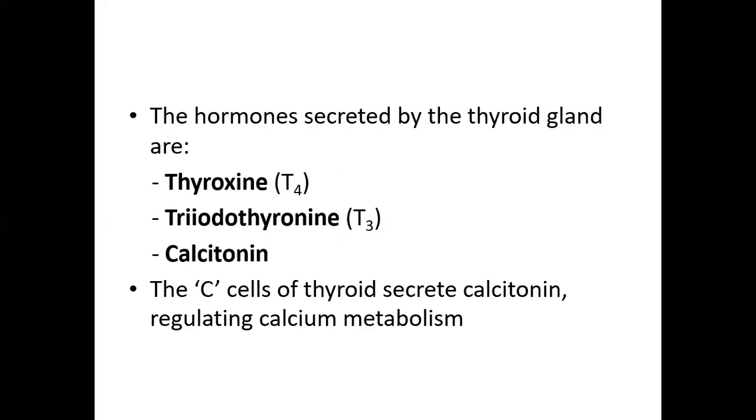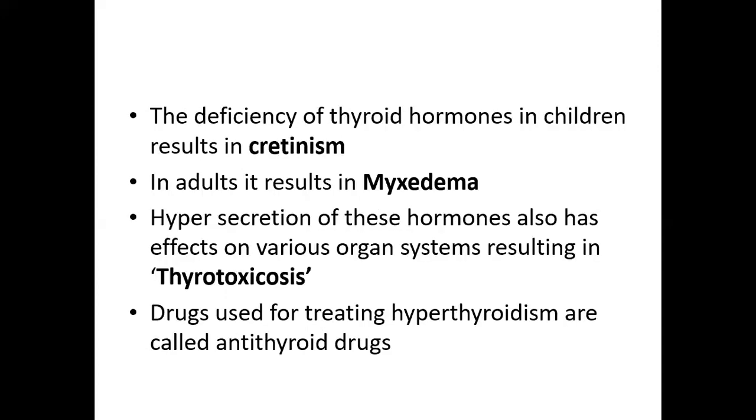The hormones secreted by the thyroid gland are T4, triiodothyronine, and calcitonin. The C cells of the thyroid secrete calcitonin, which regulates calcium metabolism.